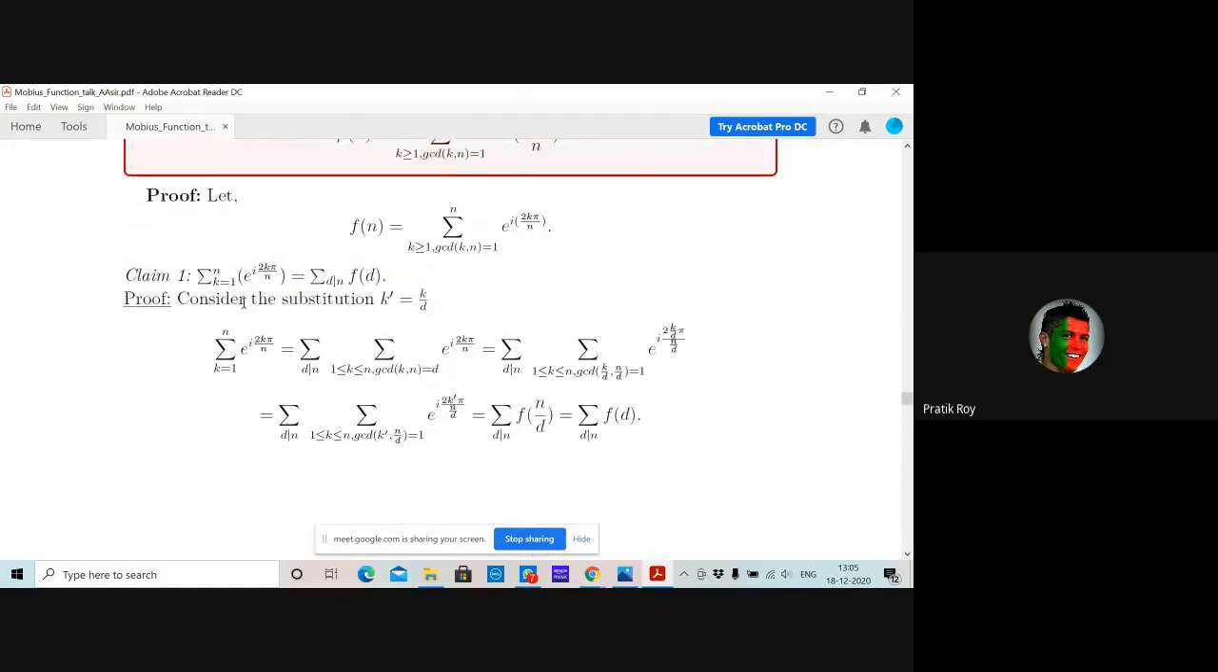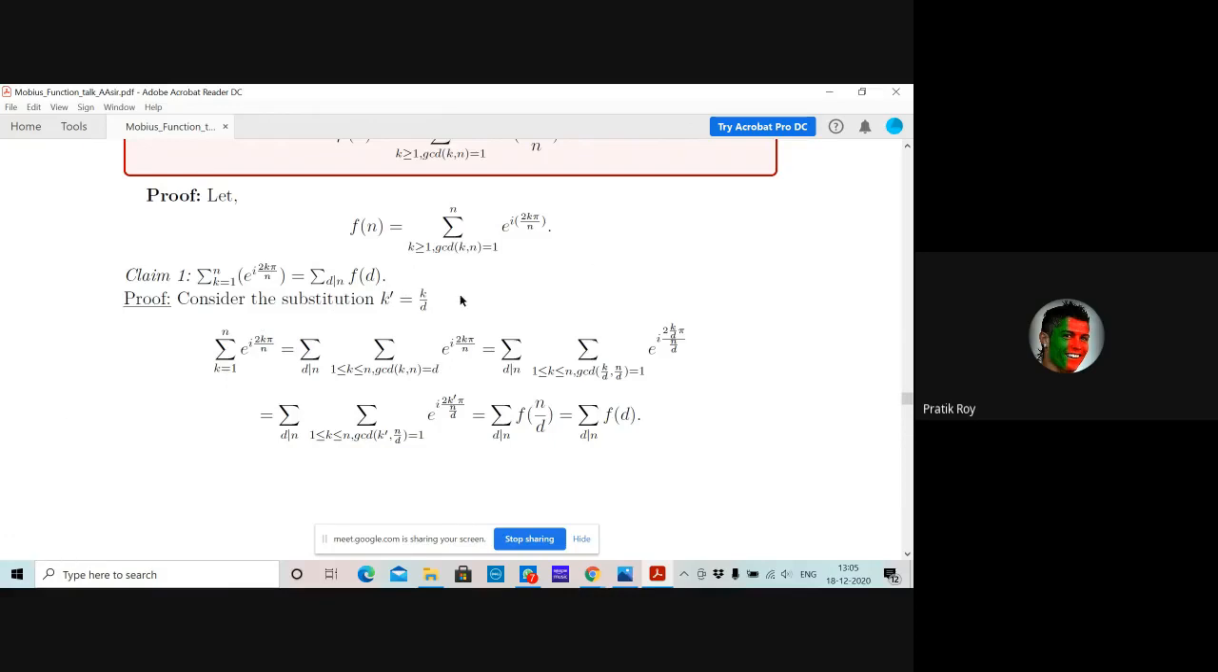My first claim is that this identity, the sum of all the roots of unity, that is summation k equals 1 to n of e to the power i 2k pi by n, can be written as summation d divides n of f(d). And f(n) is just the identity that I have written before.